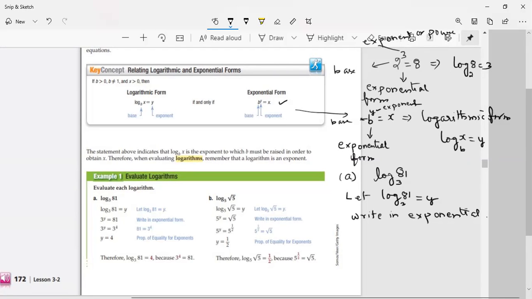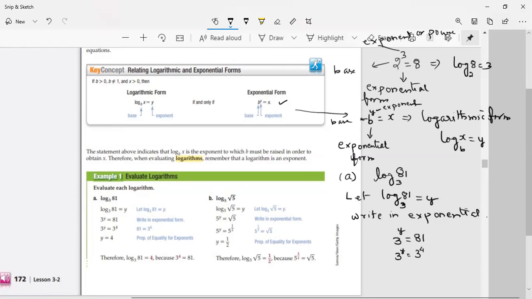As I told you, in exponential form, 3 will be there only. This y will come to the left side and 81 will come to the right hand side when you convert. Okay, understood? Now for this 81, we have to check which power of 3 will give you 81. So you can see 3 raised to power 4: 3 into 3 into 3 into 3, 4 times 3 will give you 81.